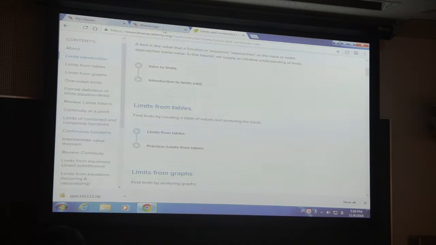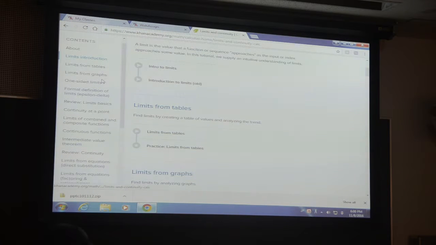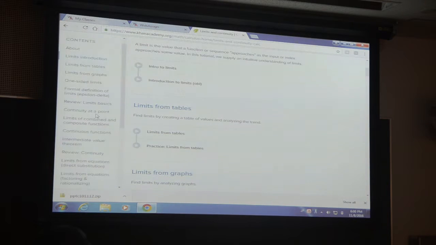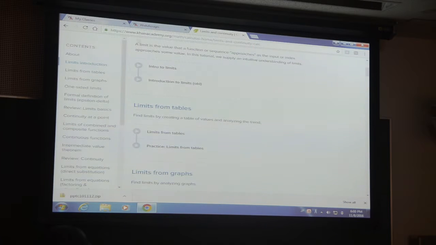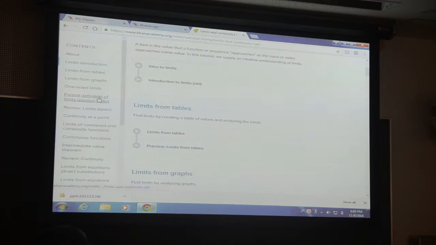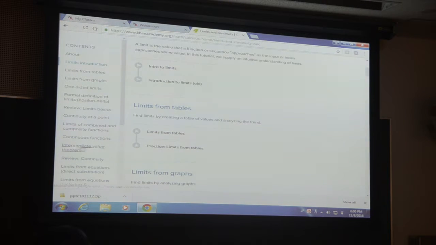So I told you here, no trigonometry. Well, anyway, there's some stuff that uses trigonometry, like sines and cosines. You don't need to know any of that. And formal definition, epsilon delta, you don't need that either. So that's here, formal definition. You don't need that section. Intermediate value will not be included. So here's the intermediate value, so you don't need that.